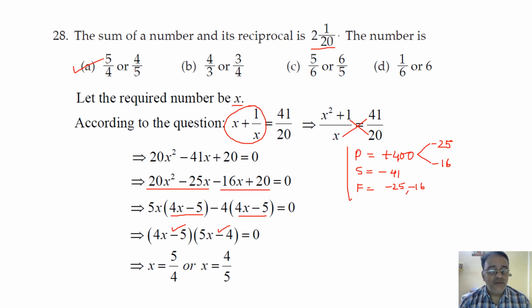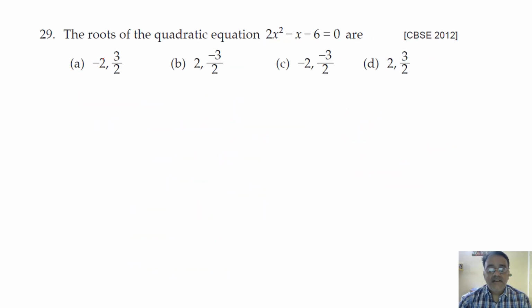Now we are moving toward question number 29. This is CBSE 2012 question. The roots of the quadratic equation are. So we have to solve the quadratic equation, right? So minus 12 is the product. P यहाँ पे minus 12 है और sum है minus 1.